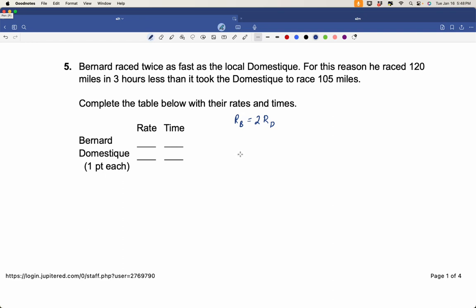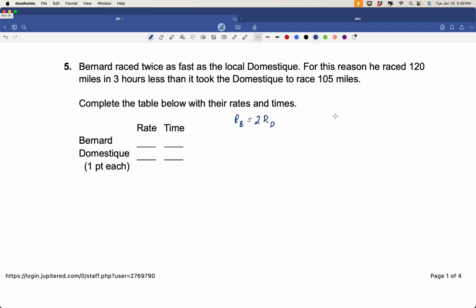For this reason, he raced 120 miles in 3 hours less. So we're talking about his time now. He raced 120 miles in 3 hours less than it took Domestique to race 105 miles. So let me wrap my head around that for just a second. It's been a quick, hot second since I did these types of problems. I need Miss Anna to help me with these, but okay, I think I got it.